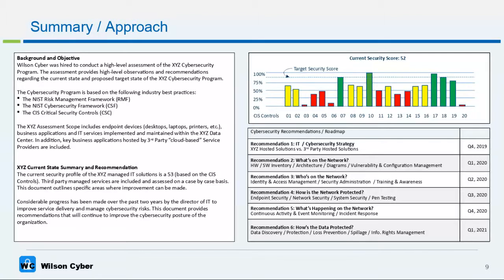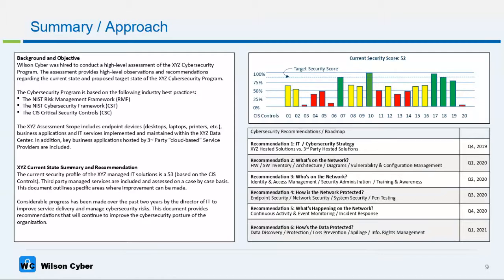The scope includes endpoints, desktops, laptops, printers, business applications, IT services implemented and maintained within the XYZ data center. And in addition, key business applications hosted by third-party cloud-based service providers are included. So this is the entire set of IT assets that's managed by XYZ company.